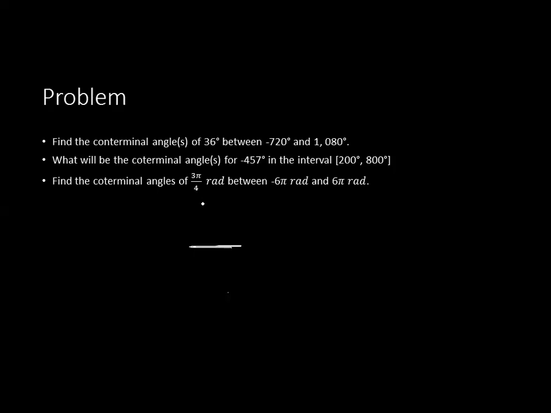Find the coterminal angles of 3 pi all over 4 between negative 6 pi radians and 6 pi radians. Now, here's a problem. Okay. This one, you may think it's easy. But how about those that believe that it's not easy? Because there will be people who will be having a bit of a hard time to answer this one. Because this one is in radians, right?